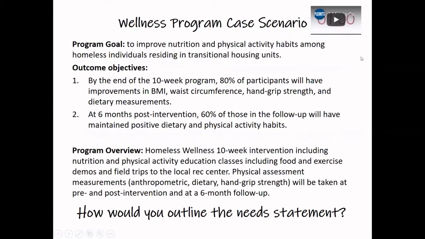So now I'm gonna have you do a little case scenario. This is based on a project that I'm currently working on. I mentioned it earlier with USU Extension and Dr. Lecheminat. And these are put together a program goal and outcome objectives and giving you a little bit of a program overview. And then I want you to think about how you would outline the needs statement. I'll give you a minute to read through this information first, and then I'll give you another minute to think about how you might outline the needs statement.